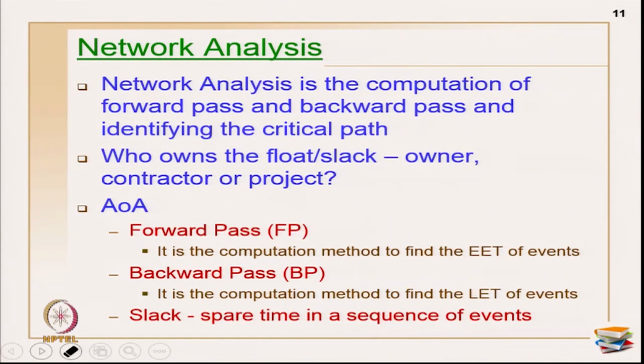Okay. Now, let us see the first method, which is the AOA method, and the forward pass, backward pass, and the slack calculation. So, forward pass is a computation method to find the early event time of events, that is the EET, early event time, and backward pass is a computation method to find the late event time of events, which is LET. And slack is nothing but the spare time in the entire stretch of sequence of events, and generally slack is given as LET minus EET.